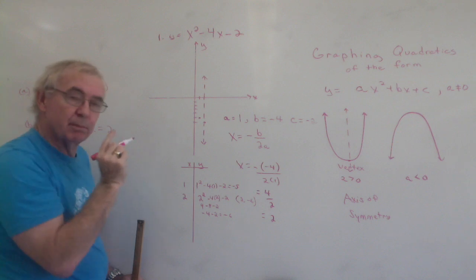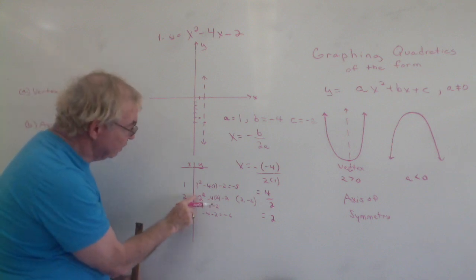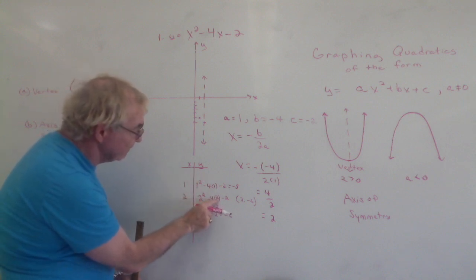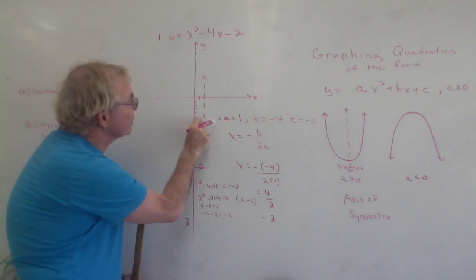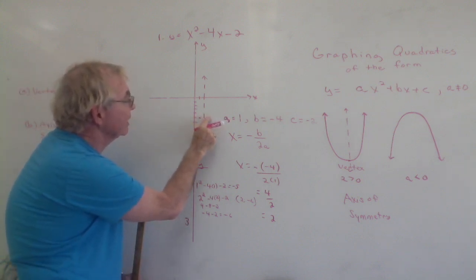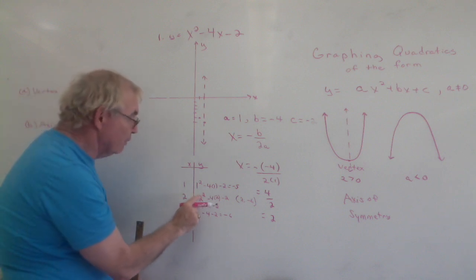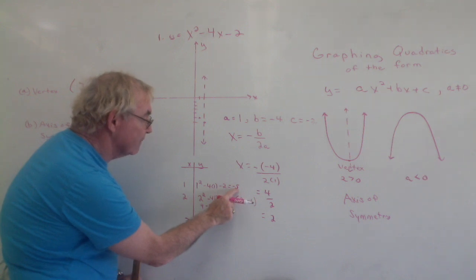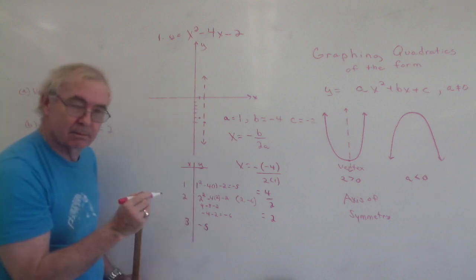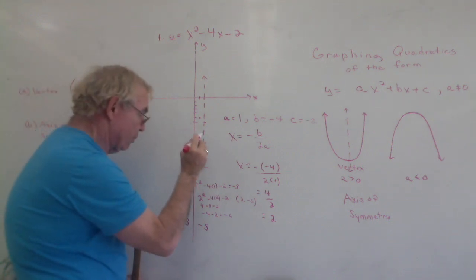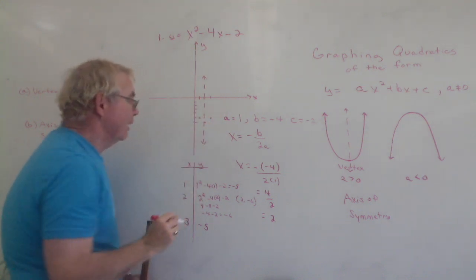But here's the beauty of this. We could go to 3. We could put 3 in there for x and do the same thing. But why do we need to? Because whatever's on this side has to be on that side. That's the purpose of the axis of symmetry. So if we got negative 5 for 1, we're going to get negative 5 for 3. See how nice that is? So we plot that point, 3, negative 5. And we have one more point.